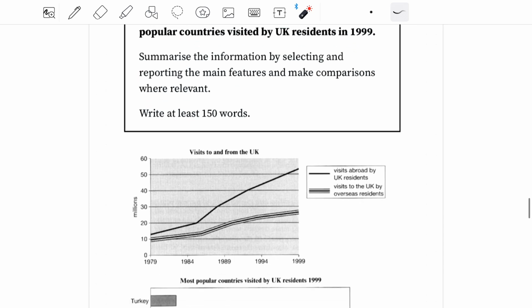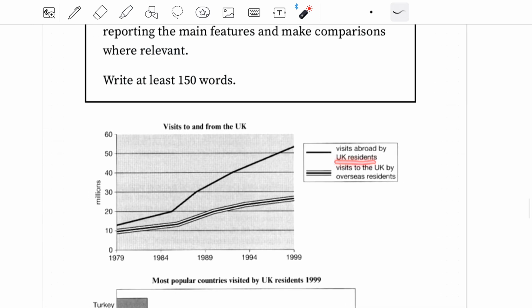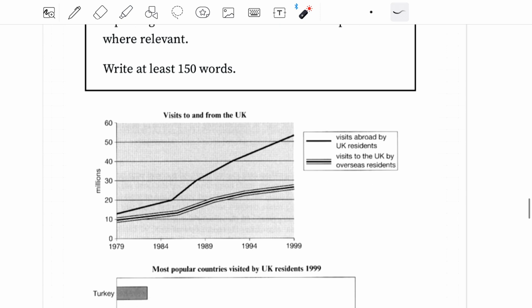So the first line chart shows visits abroad by UK residents and visits to the UK by overseas residents. So this is visits abroad by UK residents, and you can see that they almost started at a similar figure, but what it shows here is that visits from residents of UK increased quite significantly as compared to visits to the UK by overseas residents.